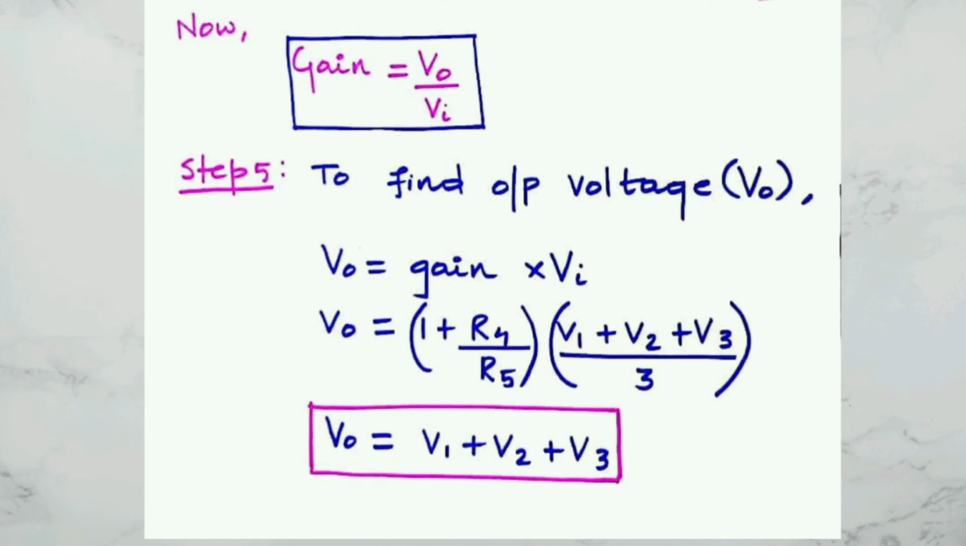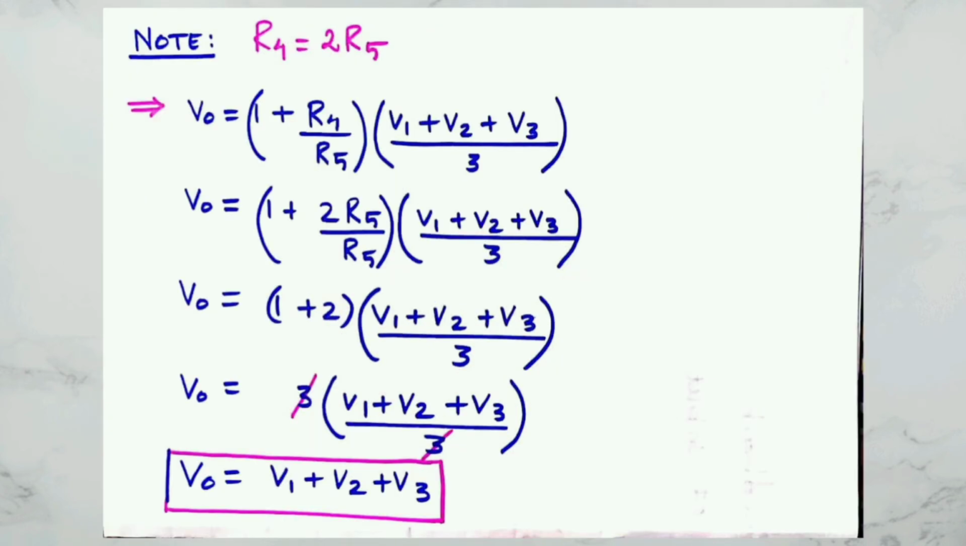We already derived that formula, that is V1 plus V2 plus V3, the whole divided by 3. Now your output voltage will be V1 plus V2 plus V3. So how did we get this equation? We'll be discussing now. Now you can see a note over there. R4 is equal to 2 into R5. I'll say you why did we consider in such way.